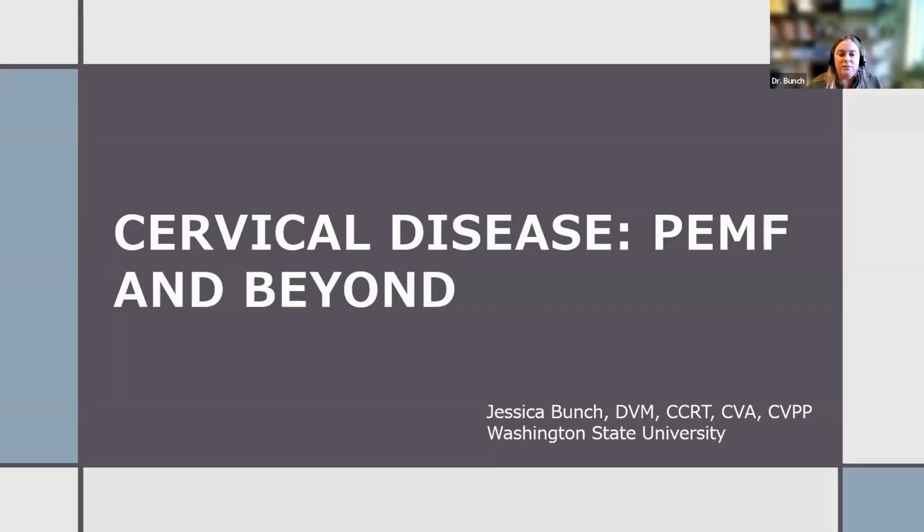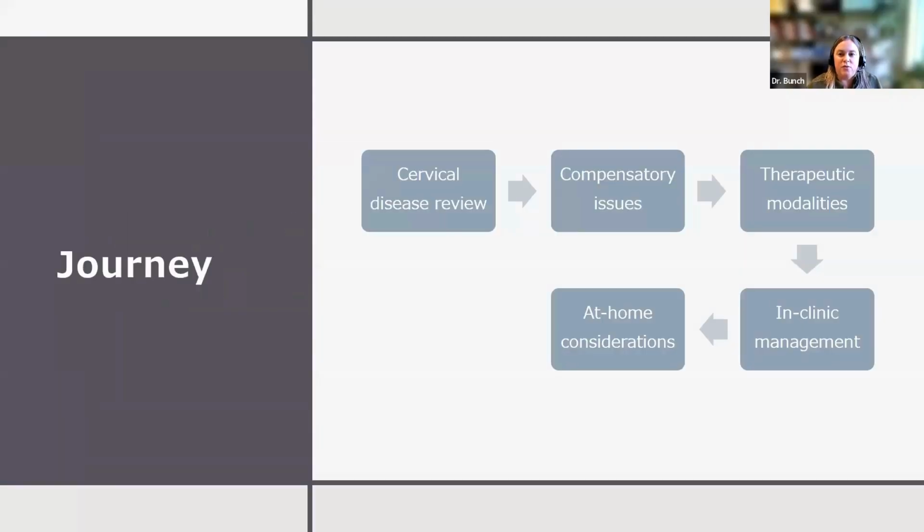We're going to do a little bit of a review to start with. Let's look at cervical disease in general, because when we look at how to treat something, we need to review the disease itself so we can look at where we're going to best target our therapies, and what kind of compensatory issues we may see with cervical disease. That's an important thing. So we see a lot of that. What modalities can we potentially use and how do we use those in treating our patients?